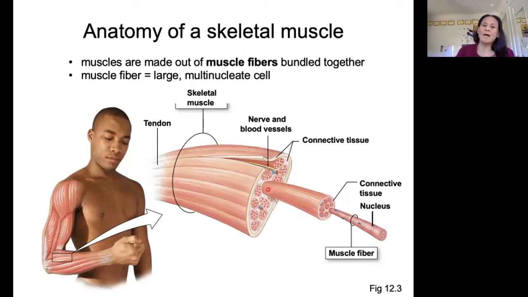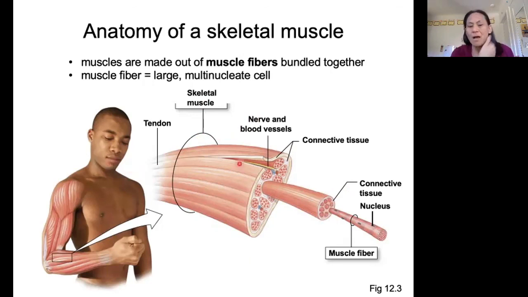Okay. And then eventually we make a muscle out of a bunch of these bundles. Okay. And a skeletal muscle is also going to have connective tissue around the outside. That connective tissue is going to be continuous with the tendon that's going to attach that muscle to the bone.